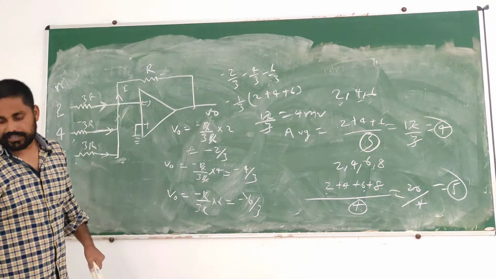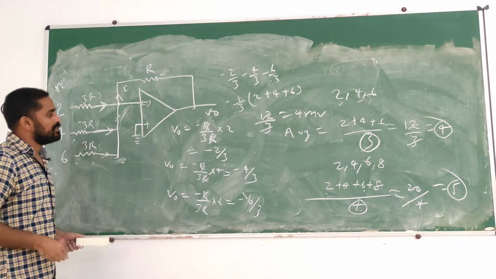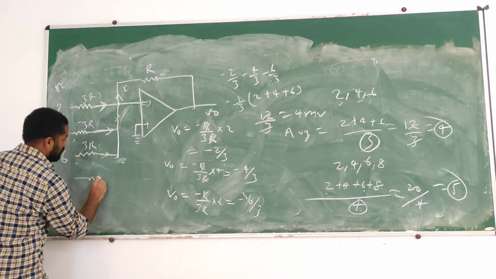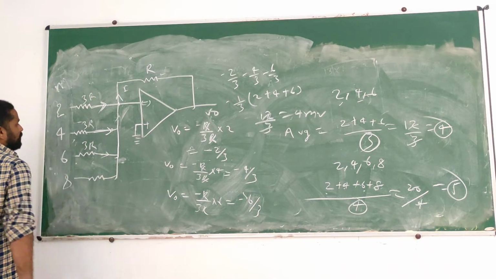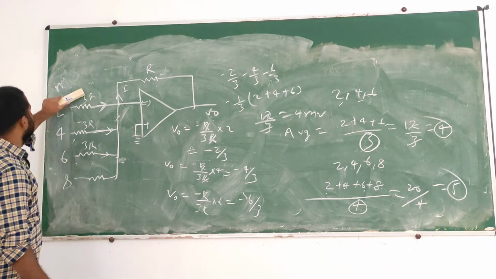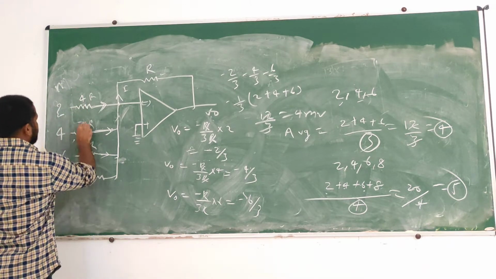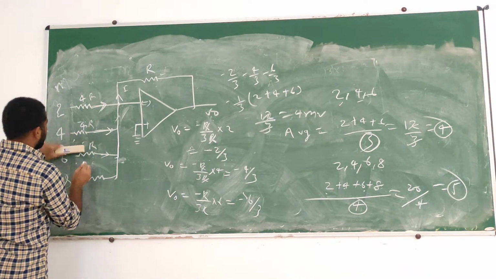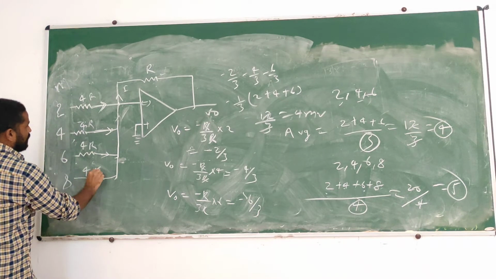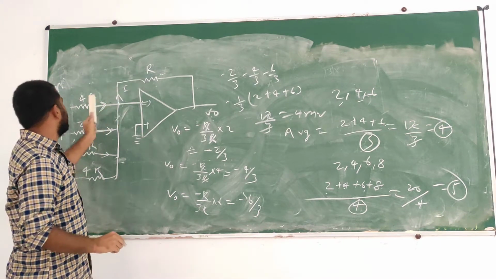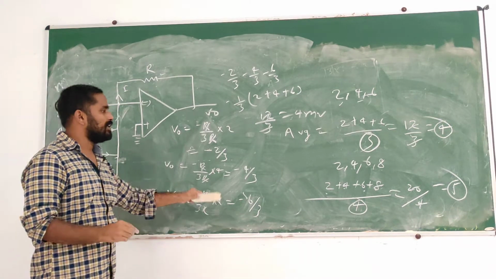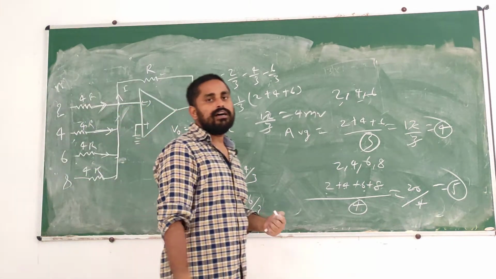Now if you need the average of 4 numbers, that is the last number is 8, then what you need to do? You just need to change this variable, just make it 4R, because you need the gain of 1 by 4. So if you make the gain R by 4R, 1 by 4, then you can easily get the average of all the numbers.